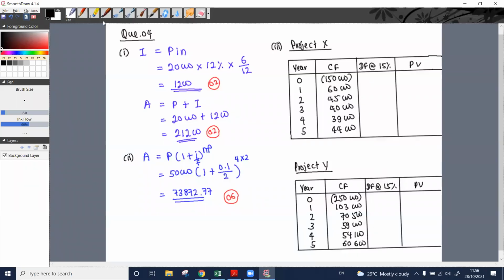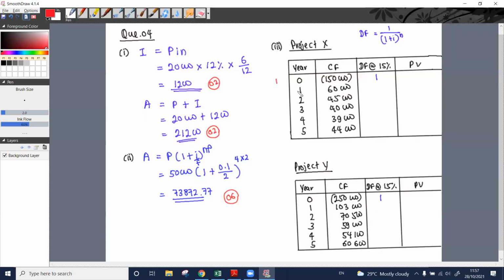Discount factor at 15%. How can you take this discount factor? Discount factor equals 1 divided by 1 plus I to the power n. So here it is 15%, and if you need to find the discount factor for year 3, it should be 1 divided by 1.15 to the power 3. Likewise. In year 0, always the discount factor at any given rate is 1. In year 1, how can you take it simply? I have told you the shortcut. At year 0, it is 1.